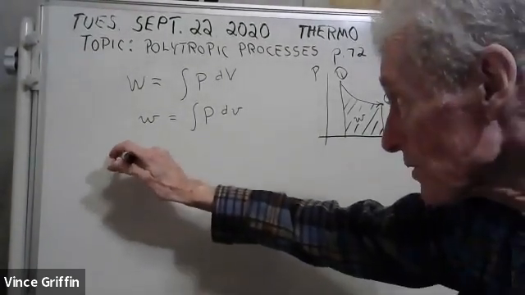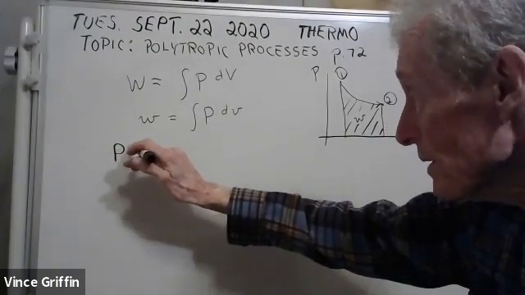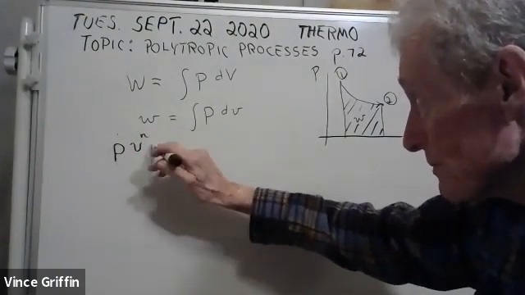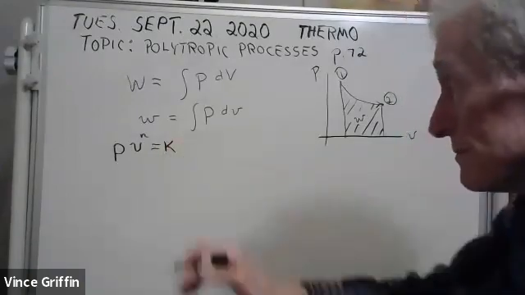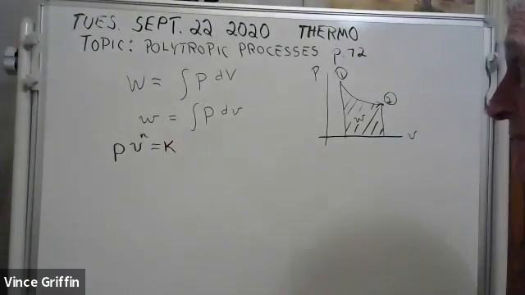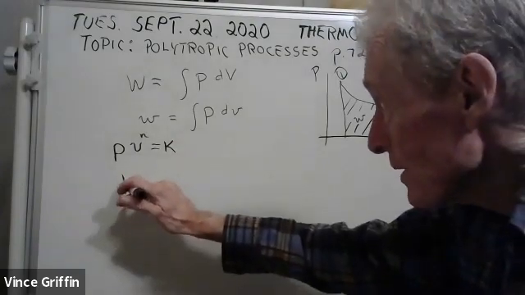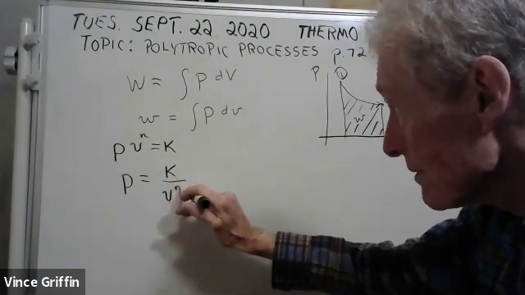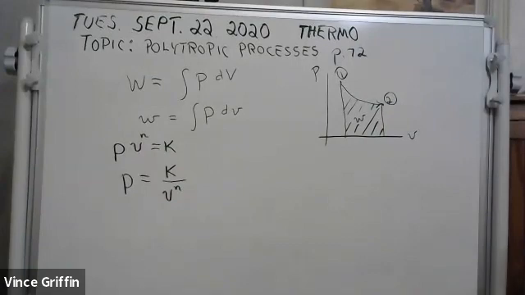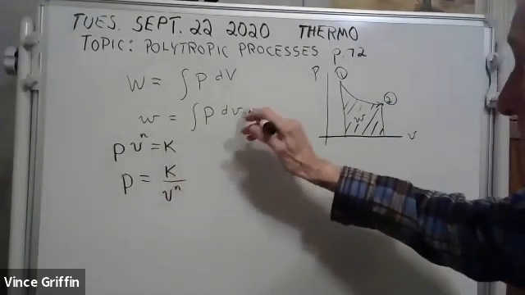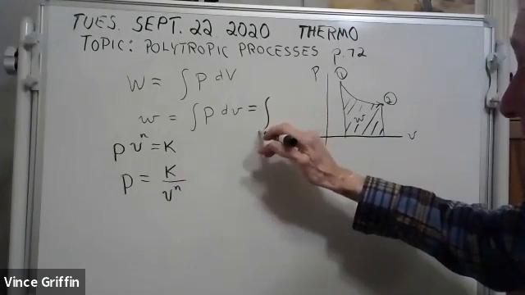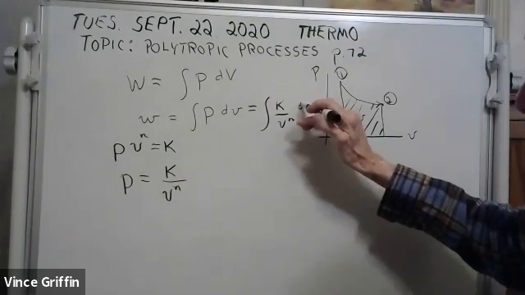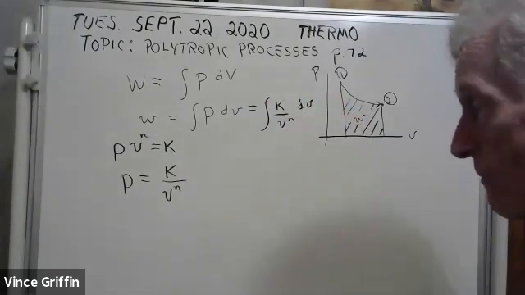Now, the polytropic equation goes like this. PV to the n equals some constant. So can you get to here with me? P equals that constant divided by v to the n. Can you make it from here to here? Well, let's plug it in. So that'd be the integral of k over v to the n dv.